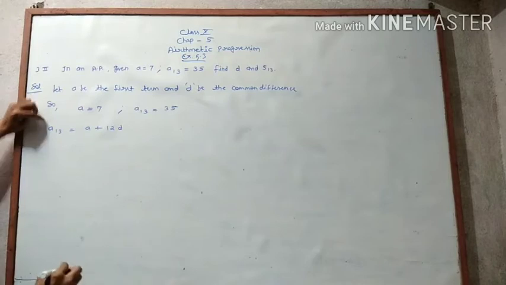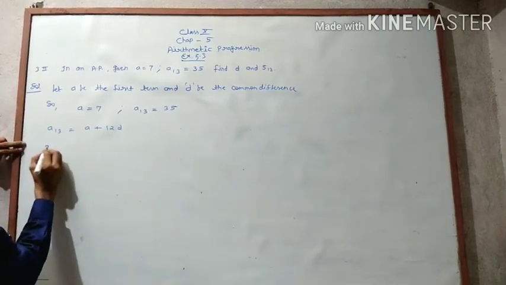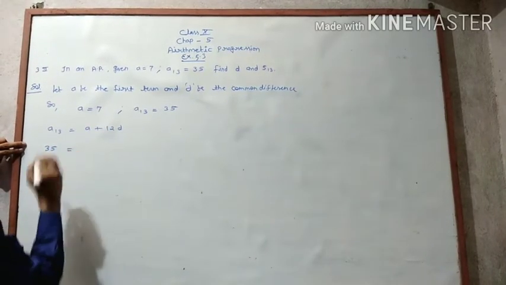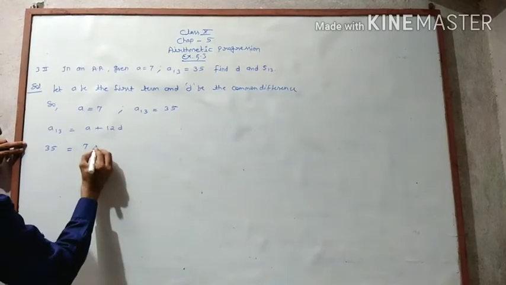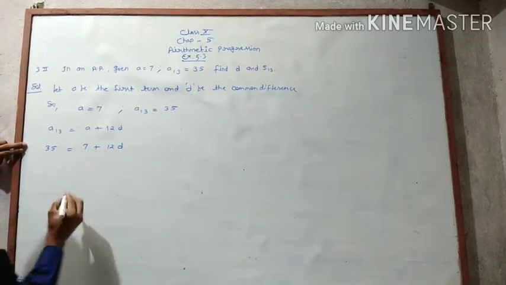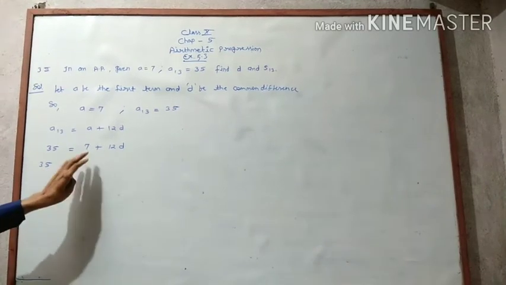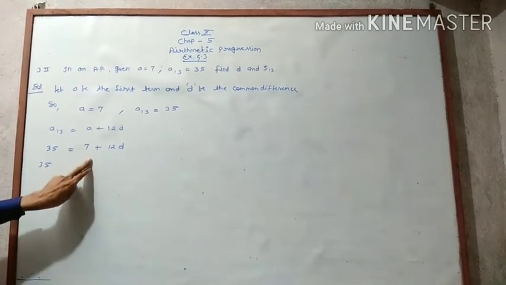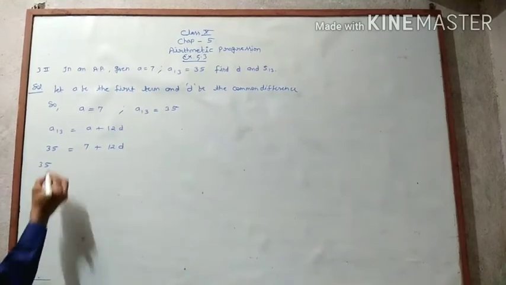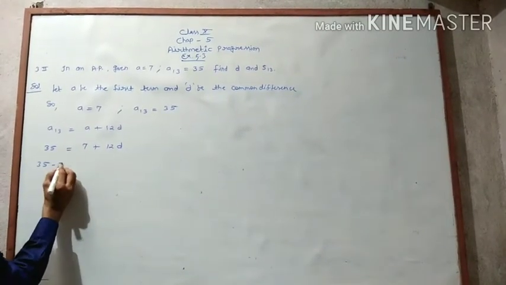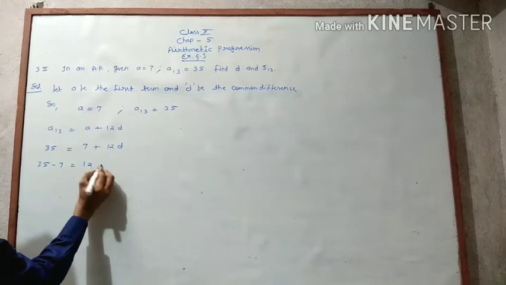A plus 12D, or the value of a13 here, is 35. You can write it 35. Value of A is 7, plus 12D equals 35. And 7, this number, where is this side? Right hand side, so you have to move it to the left hand side. 35 minus 7 is equal to 12D.